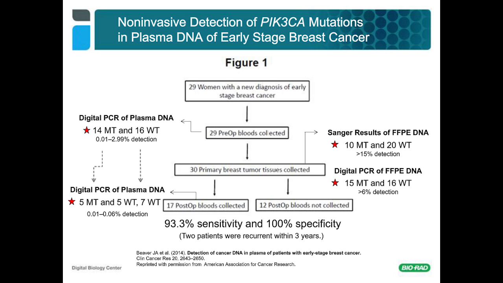When digital PCR was applied to the plasma samples, 14 samples were again found to be mutant, closely paralleling the FFPE data. Several weeks after surgery, 5 patients continued to show mutant DNA in their plasma, while 12 did not. This meant that in this small prospective study, ddPCR had 93.3% sensitivity and 100% specificity.